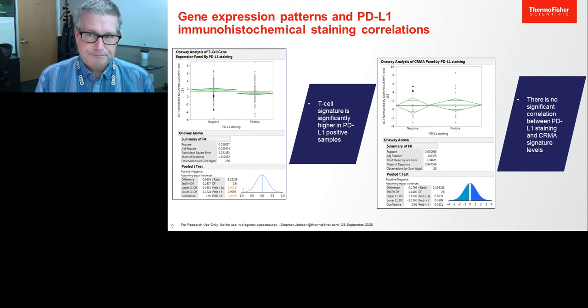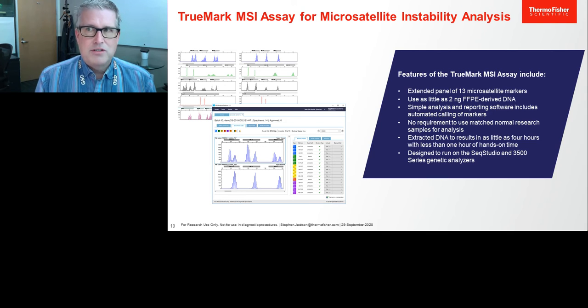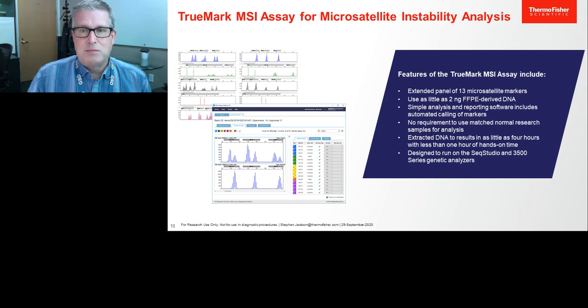Now, the last thing I'm going to talk about is the microsatellite status of these samples. For this, we turned to our TrueMark microsatellite instability assay. This is an assay released last year that is a way to look at 13 different microsatellite markers. It makes use of as little as 2 nanograms of FFPE-derived DNA. We have facilitated the analysis of MSI stable and unstable with customized software.